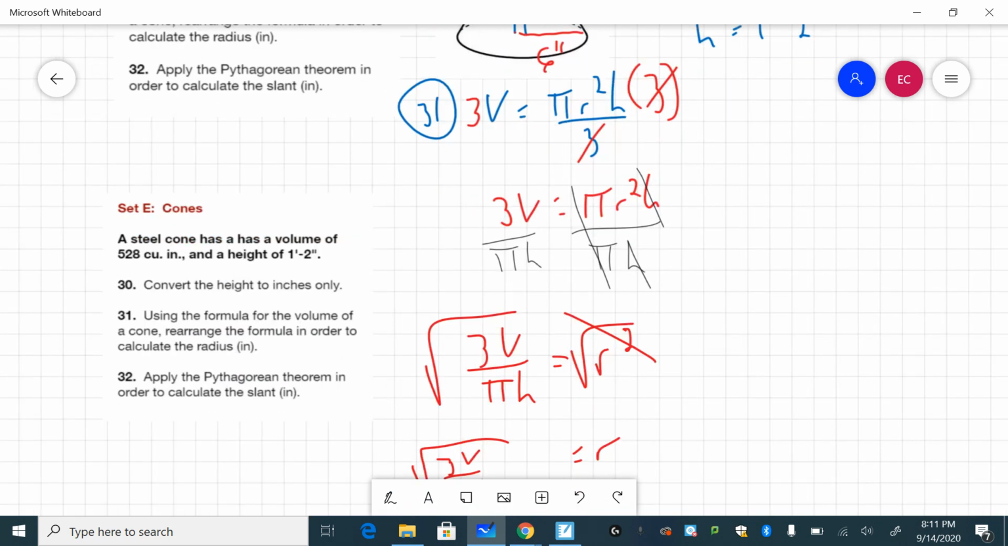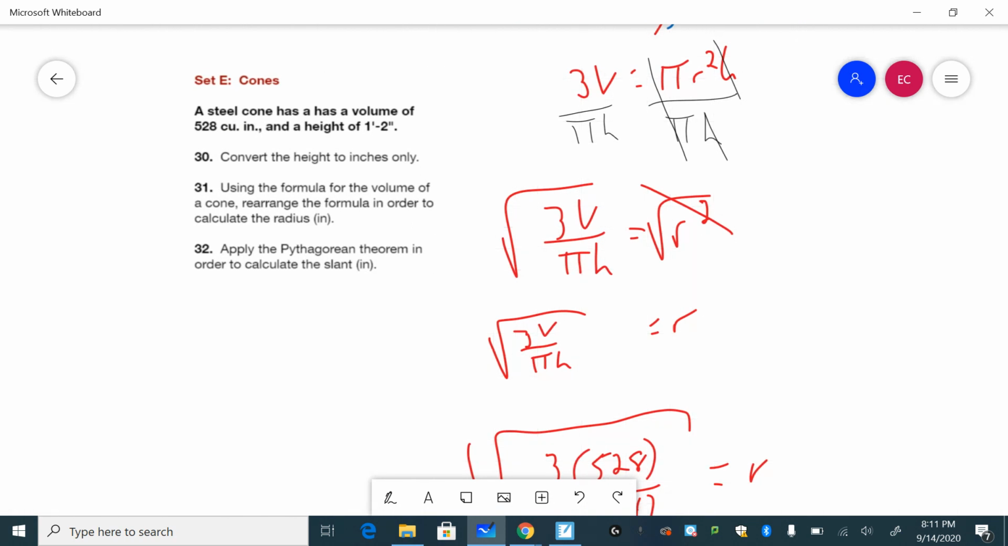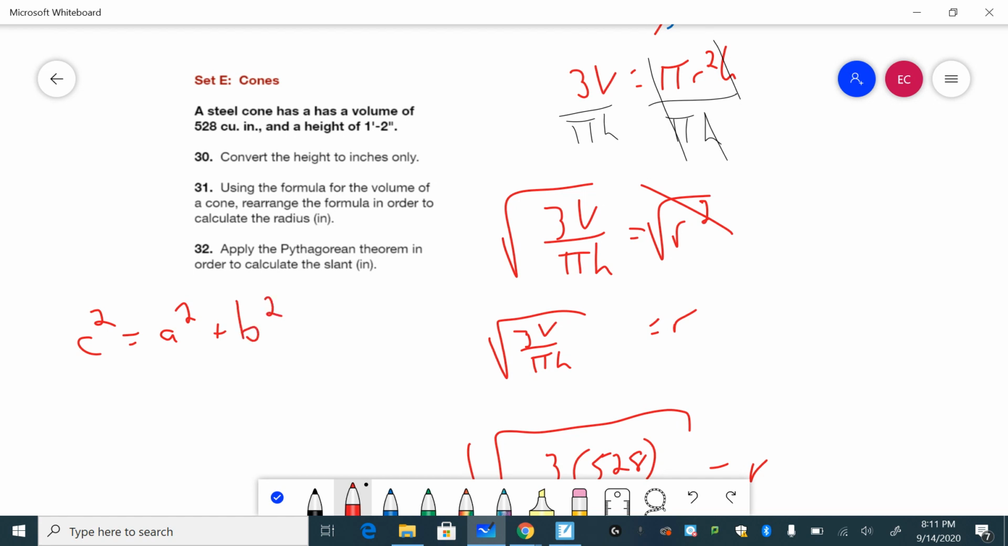Okay, so I'm just going to put it off to the side here. So we've got c squared, which is slant length, a squared plus b squared. And so if I just draw quick diagrams here, that's your c, that was your slant length. The height was 14 inches. That can be a or b, doesn't matter. And then the bottom was 6 inches. So let's call the bottom b, and let's call this one a.